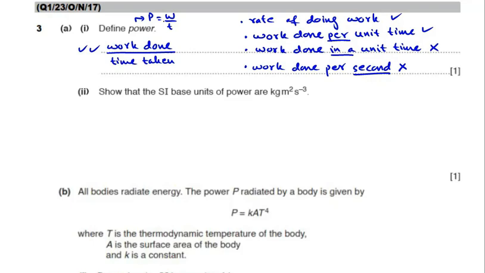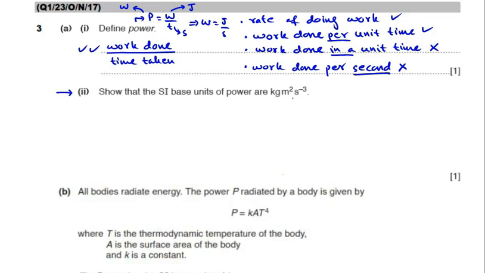For example, look over here. The SI unit of power is watt, the SI unit of work is joule, the SI unit of time is second. So watt may be defined as joule over second. Let's move on to the next part now. The next part says, show that the SI base units of power are kilogram, meter squared per second cubed.